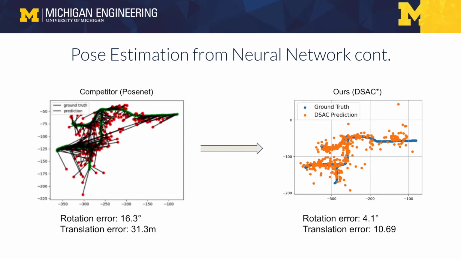We tested DSAC star against another robot relocalization framework called PoseNet. By the results shown at the bottom of the slide, you can clearly see DSAC star provides a better rotation error and a better translation error compared to PoseNet.